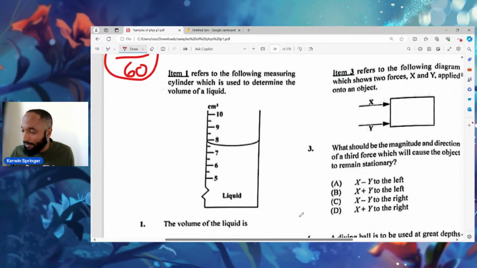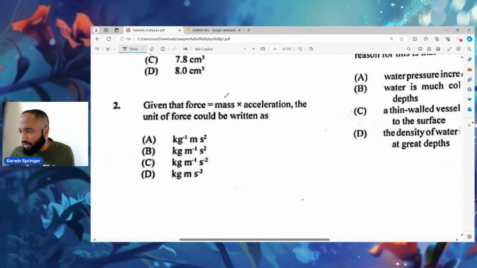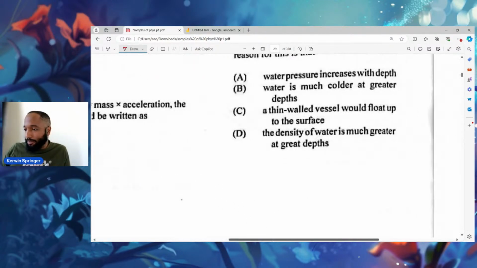60 out of 60. Given that the force is mass by acceleration, the unit of force could be written as, okay, this is a repeat. Mass by acceleration. Acceleration is meters per second squared. So let me see if we can mash up this last paper and bust out kilograms meters per second squared. That's looking good.